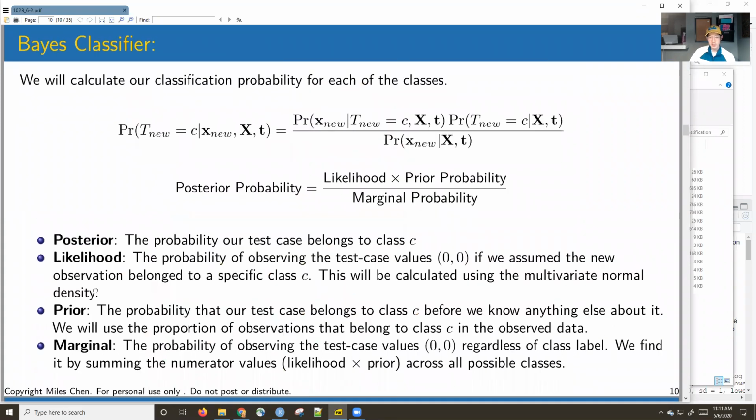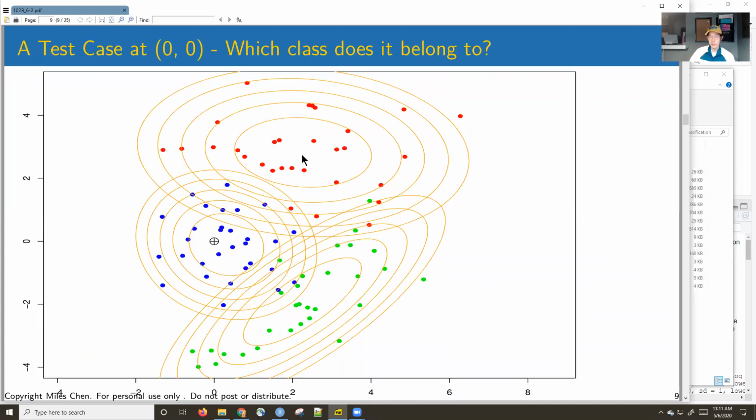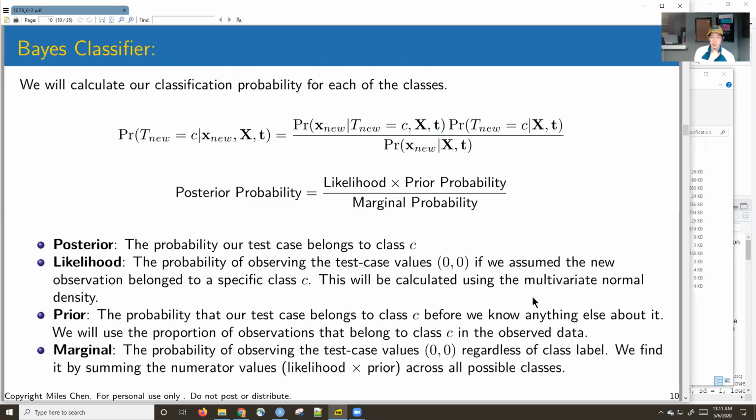That's the likelihood. The prior is going to be the probability that our test case belongs to a particular class, before we know anything else about it. For that, we're going to use the proportion of observations that belong to class C. So we're going to say, what's the proportion that are red, what's the proportion that are blue, and what's the proportion that are green? And we're going to use those as our prior probabilities. And then the marginal is we just calculate the numerators across all possible classes, and then we add those up together, and that's going to be the marginal probability.